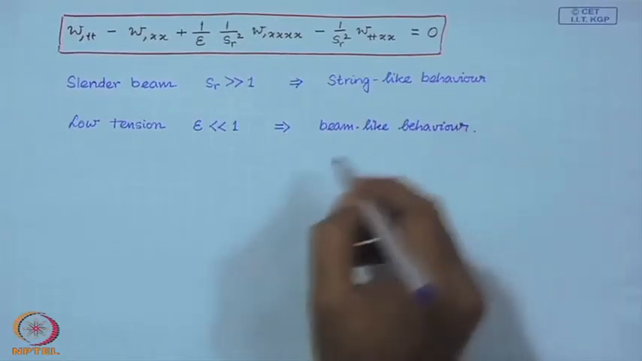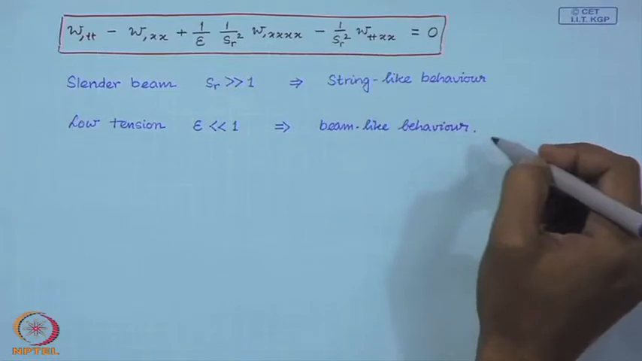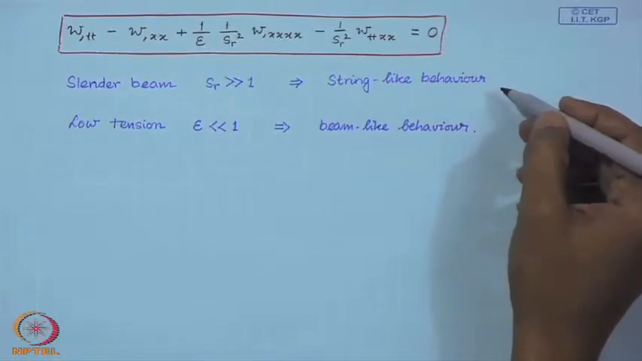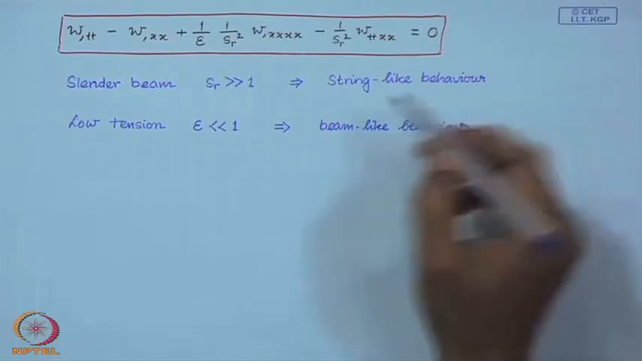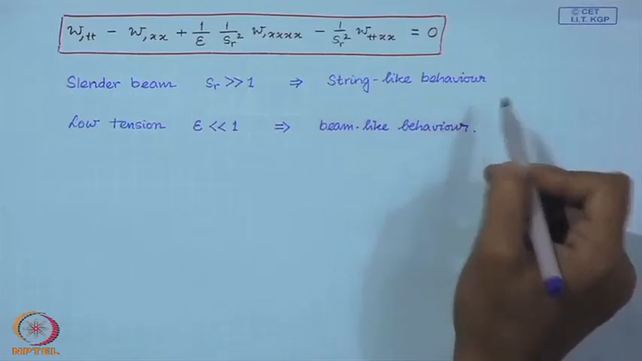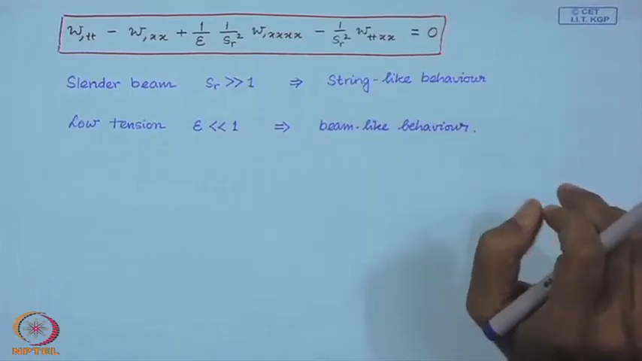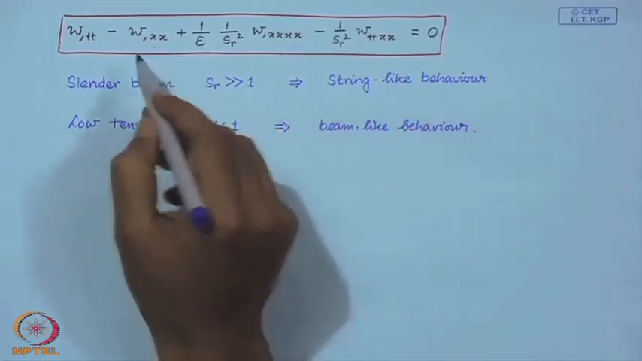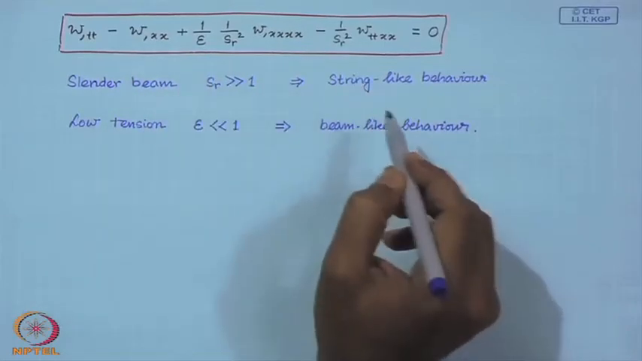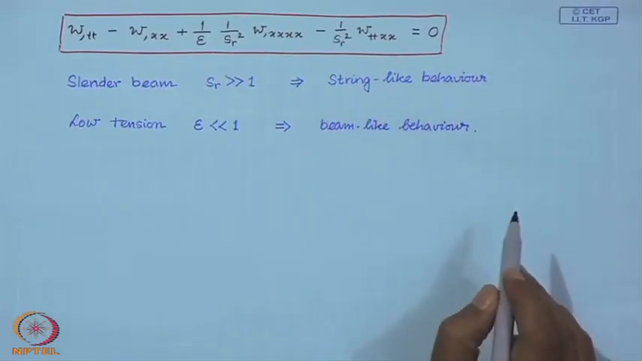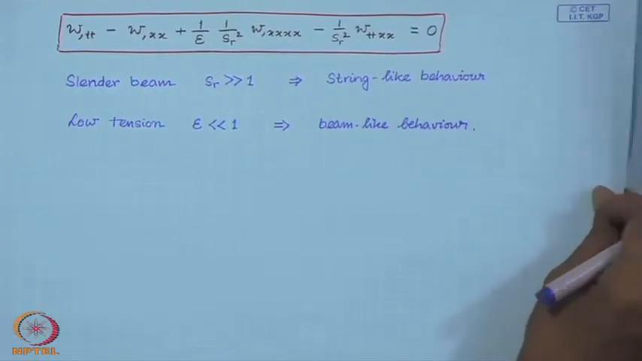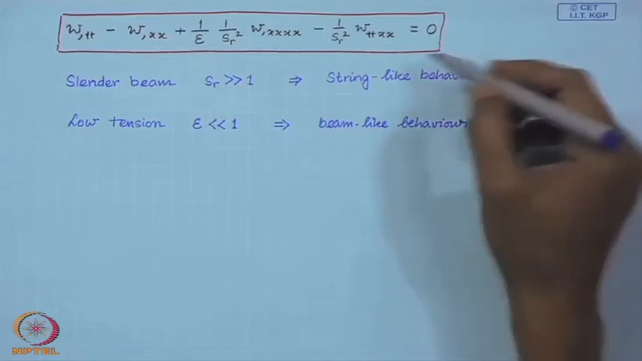So, this is precisely what we observe from this equation. Elements like the guitar string are extremely slender, and even though they have sufficient bending stiffness, when they are subject to a large tension, the behavior is like a string. So, you can treat a guitar string under tremendous tension as a string. So, this is what we have observed.